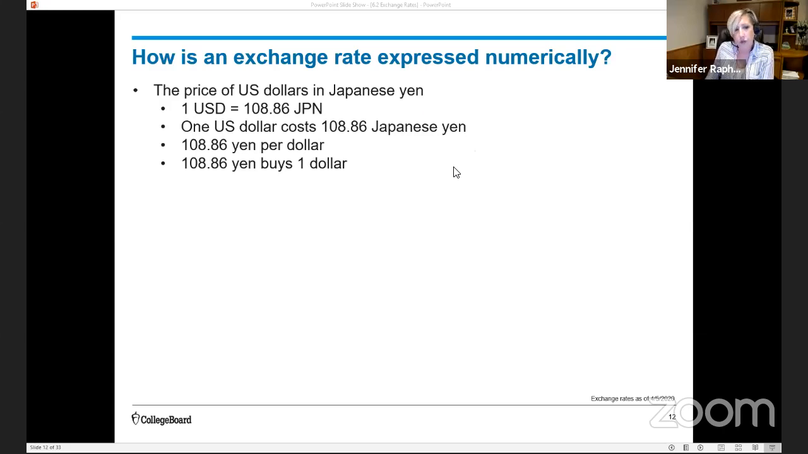And I think in my experience, this is probably one of the two trickiest parts of this, just recognizing an exchange rate and how to use it when you see it. All right, so let's do that again.